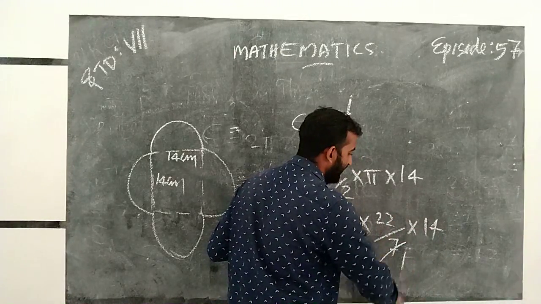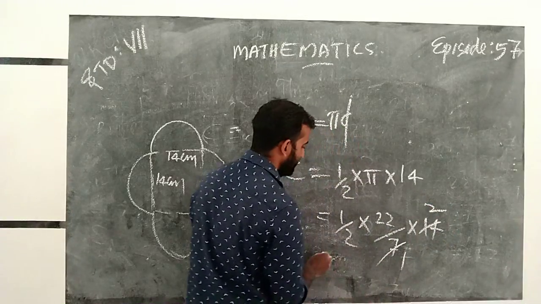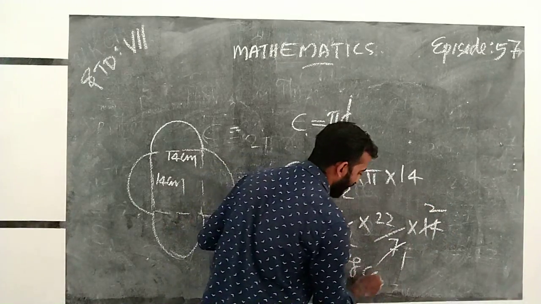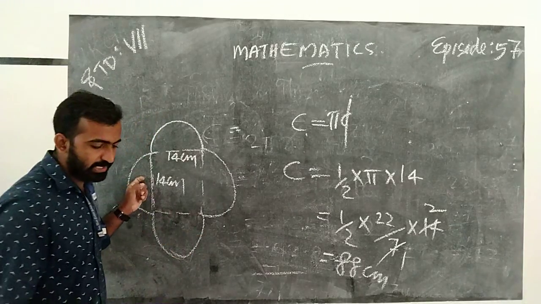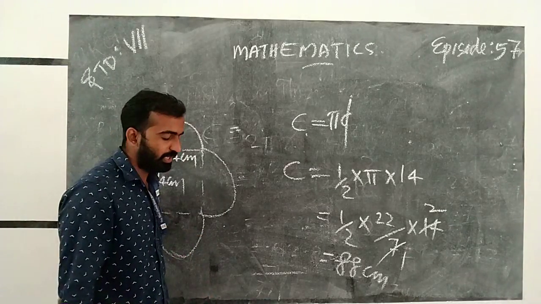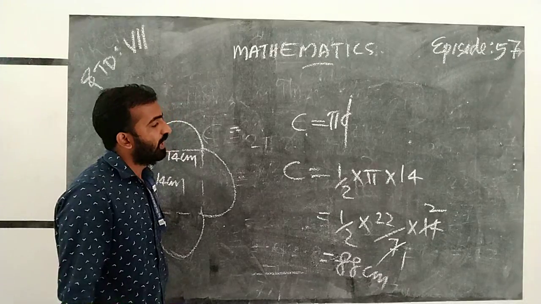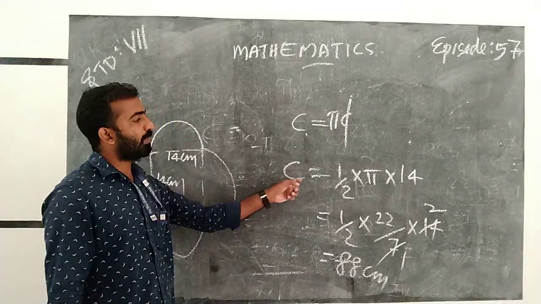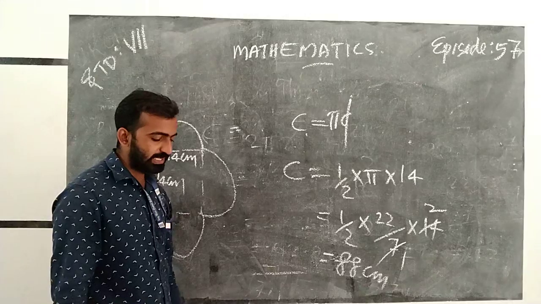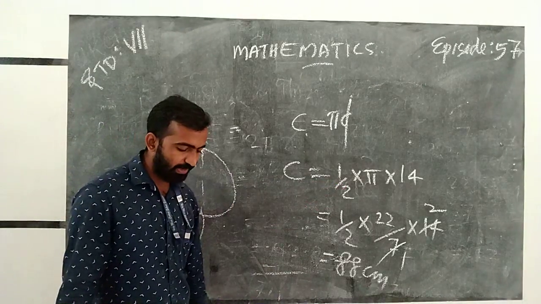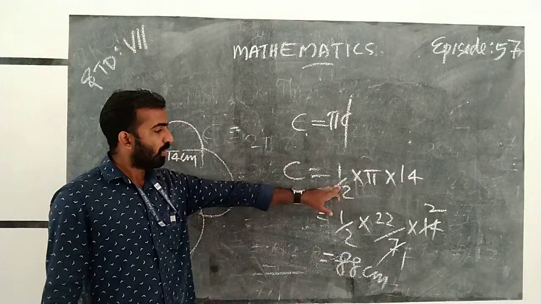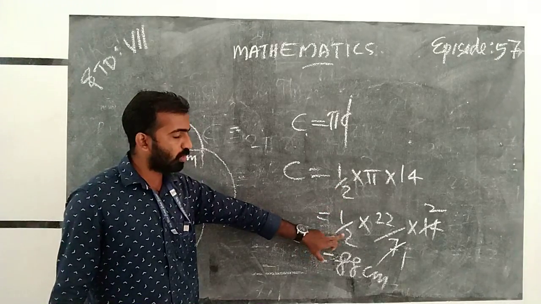That is, we get 88 centimeter for 1 semicircle. For 1 semicircle we take 1 by 2 pi d. Here we get pi into d, and what is the d? D is equal to, and here it is 1 by 2.